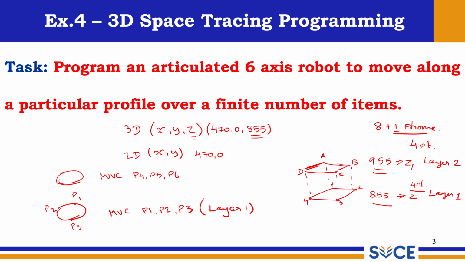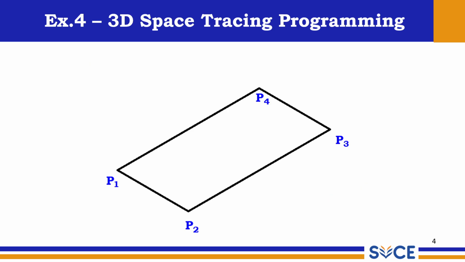Where do you stop? Here the motion stops, so the next point should start exactly at this location. So here it will be P4, P5 and P6. From here the robot will come directly to this point and trace. This is called tracing in 3D. This is the three-dimensional spacing we'll be working on. Now we'll see a very simple program.